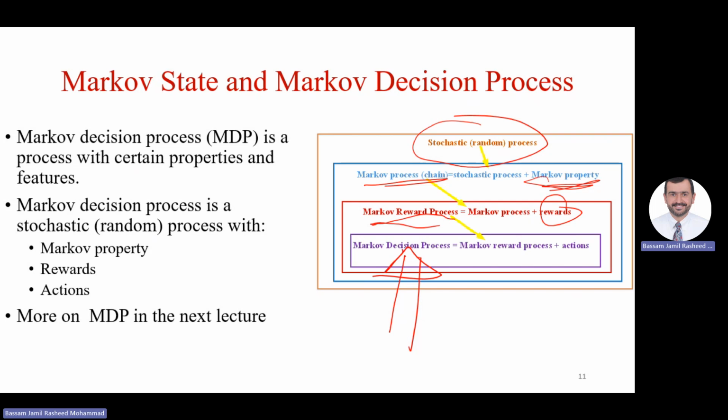Now let's add actions to the Markov reward process. If I have states and rewards and actions, then in this case, what I have is a Markov decision process. So a Markov decision process is a Markov process plus rewards plus actions, and a Markov process is random. Basically, a Markov decision process is a stochastic process with the Markov property, with rewards, and with actions.